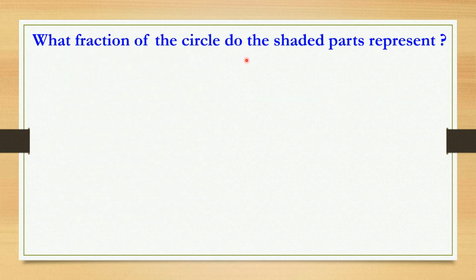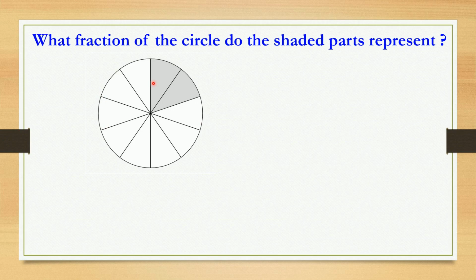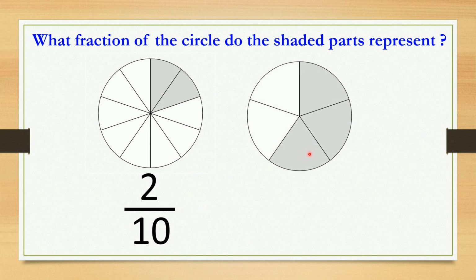What fraction of the circle do the shaded parts represent? Here we have a circle. How many parts are shaded? We have 2 shaded parts. Let's see, what is the denominator? Let's count the total number of parts. 1, 2, 3, 4, 5, 6, 7, 8, 9, 10. So the shaded part represents the fraction 2/10. We have here another circle. How many pieces is it divided into? 1, 2, 3, 4, 5. And 3 parts are shaded, so they represent the fraction 3/5.